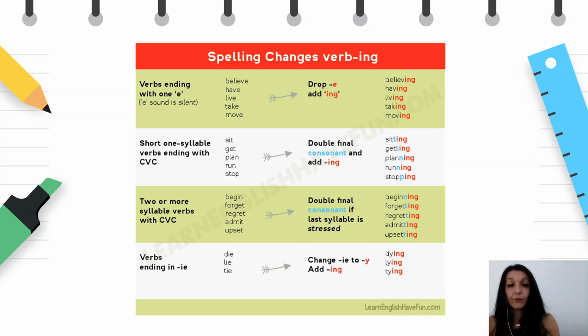The third group has two or more syllable verbs that end in CVC, again consonant, vowel, consonant. Again here, you double the final consonant if the last syllable is stressed. The last group is verbs ending in ie. What you do here is change ie to y before you add the suffix ing.